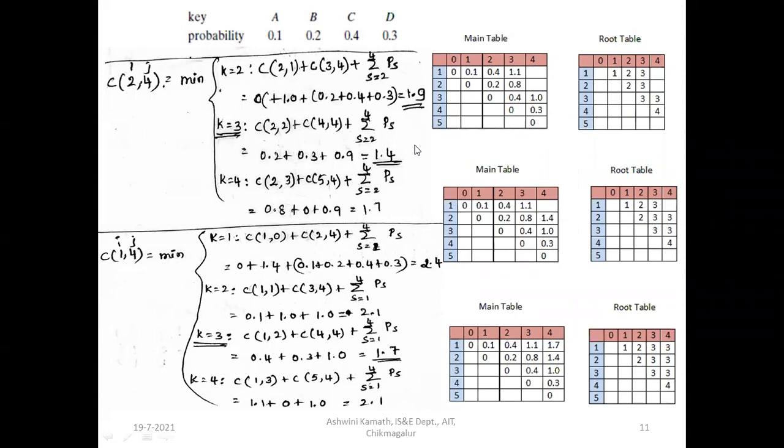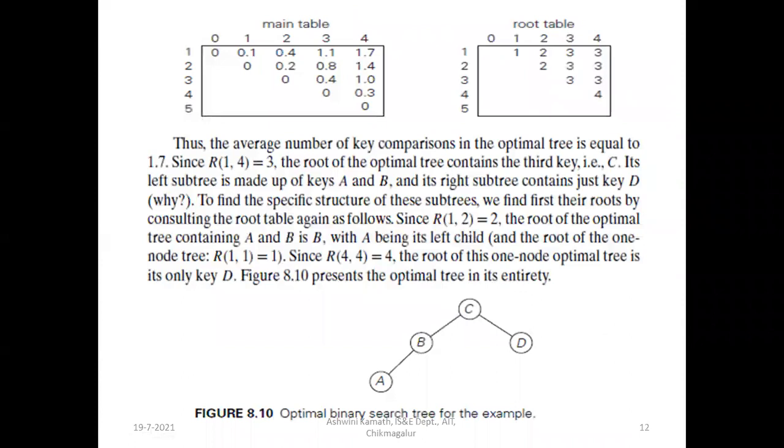So the root of the tree is 3. Okay. So this is the main table that we have got and the second one is the root table. So here the average number of key comparisons is equal to 1.7. And in the root table, we have (1,4) equal to 3. So that will be the root of the tree.